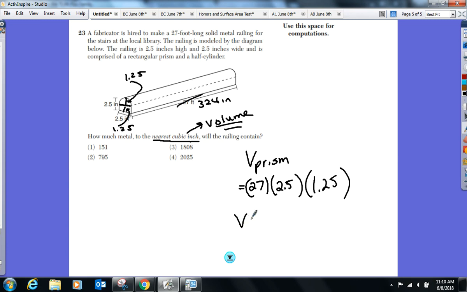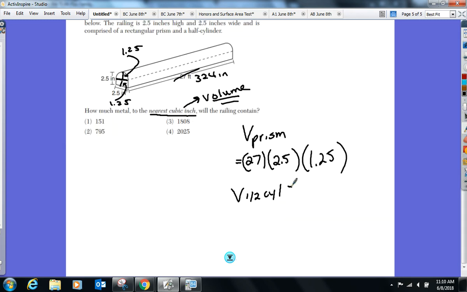Now we do the volume of a half cylinder on top. Usually it's pi r squared times the height, but I'm going to put a half in front since it's a half cylinder. And now you know the radius is 1.25 squared. And what about the height of that cylinder from base to base? 324 inches, yep. Good there? Yeah, that was a tricky one.